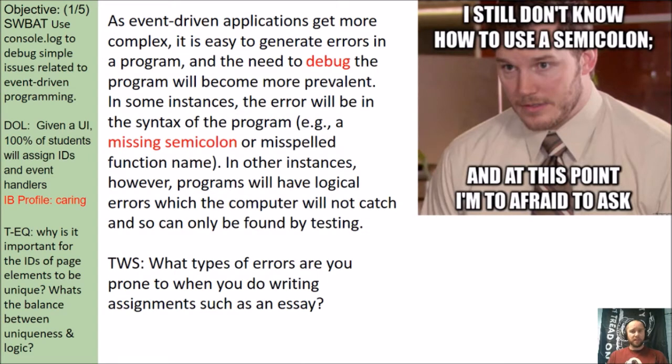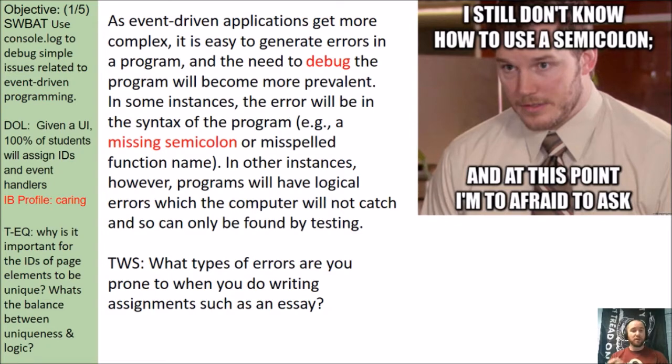As event-driven applications get more complex, it is easy to generate errors in a program, and the need to debug the program will become more prevalent. Now, in some instances, the error will be in the syntax of the program, that is, a missing semicolon or a misspelled function name. In other instances, however, programs will have logical errors, which the computer will not catch, and so can only be found by testing. Think Write Share, what types of errors are you prone to make when writing assignments, such as essays?